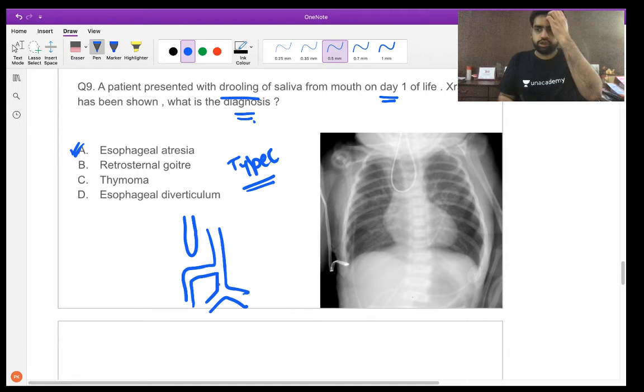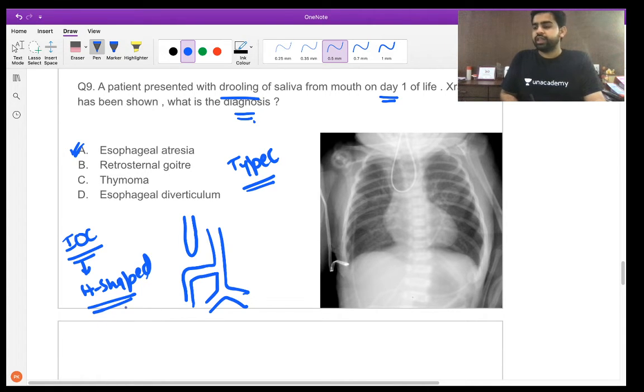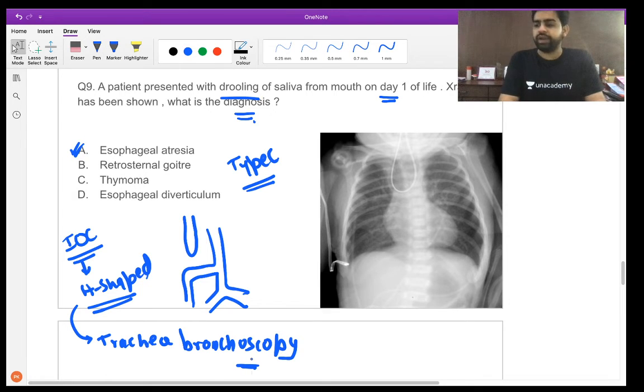What else? If they ask you what is the investigation of choice for H-shaped tracheoesophageal fistula? Can anybody tell me? It's a repeat question from JIPMER and AIIMS. The answer is tracheobronchoscopy. Please understand this. This is a one-liner, may be asked. It is already a repeat question from JIPMER and AIIMS. So please understand: the investigation of choice for the H-shaped tracheoesophageal fistula is tracheobronchoscopy.